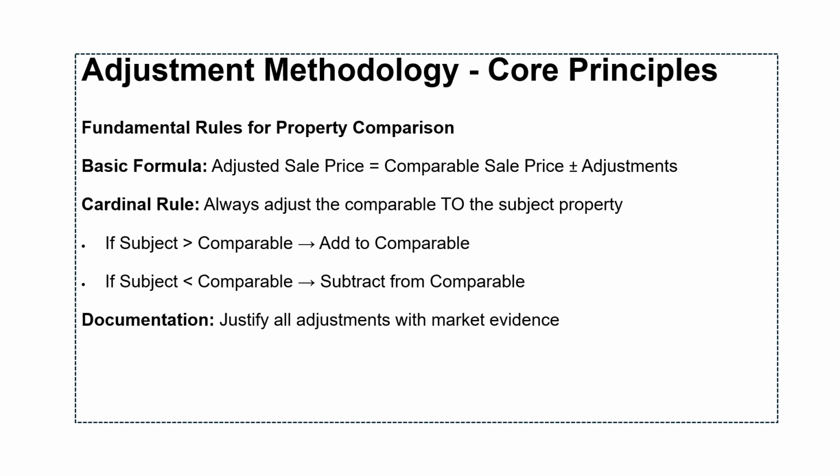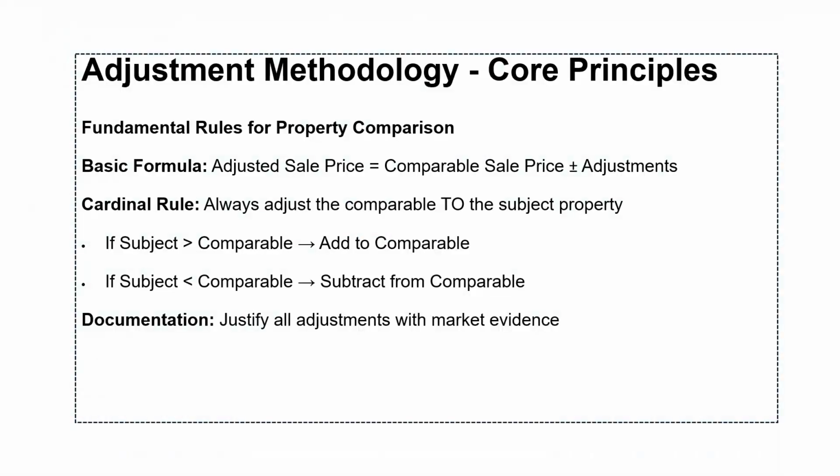We will take a comparable property. Of course, it will not be exactly like our property, but we will try to adjust that. That is what adjustment is coming for. So if subject is greater than comparable, add to comparable. If subject is less than comparable, then subtract from comparable. So that is what we will do to actually bring them to the same level.